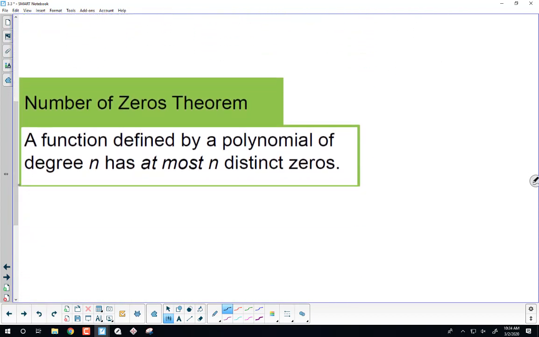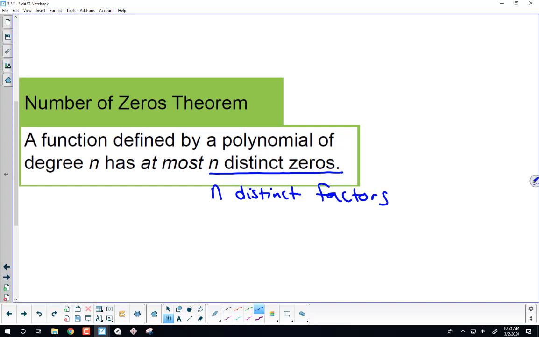We've been using the number of zeros theorem to say that if I start off with an x to the 5th power, once it's completely factored, I should have 5 factors. That's where the number of zeros theorem comes from. A function defined by a polynomial of degree n has n distinct zeros. If we have n distinct zeros, that means we have n distinct factors. Remember, if we know a zero, we know its corresponding factor.